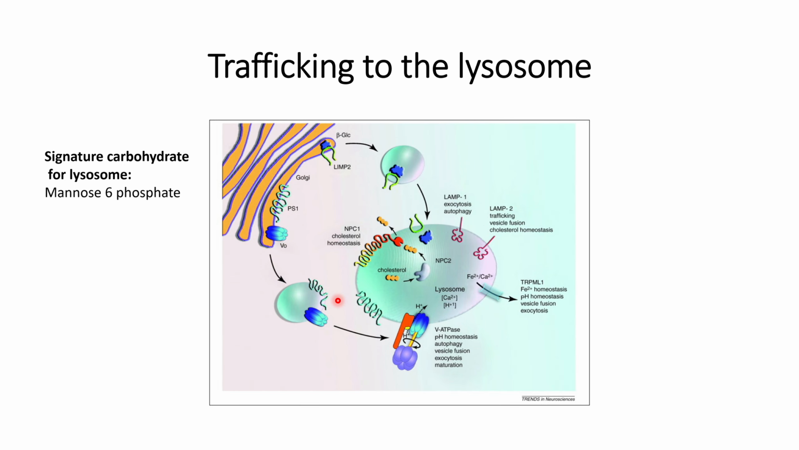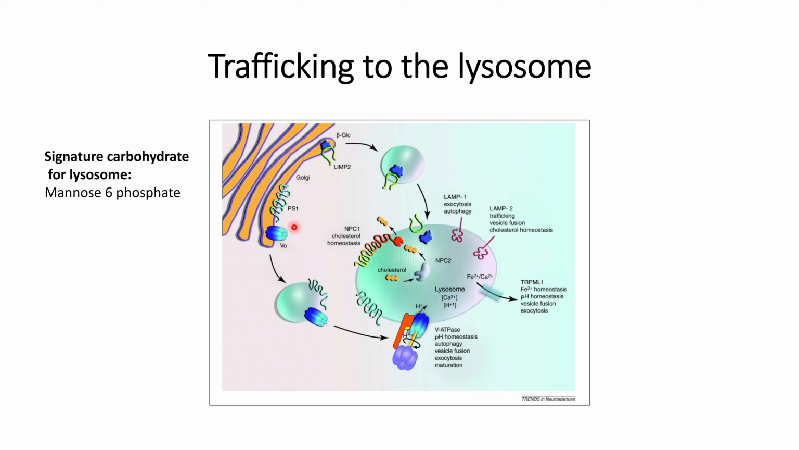So let us understand in detail what proteins are responsible for trafficking of the newly secreted proteins in the Golgi body towards the lysosome. The first one is LIMP2. LIMP2 is one of the receptors that binds to the proteins that have mannose 6 phosphate and then directs them towards the lysosome.